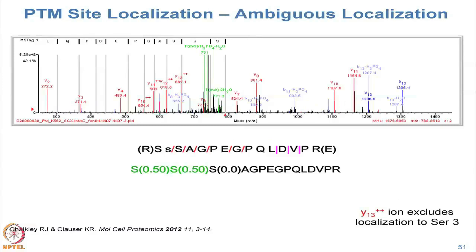Okay. Here's the example where the Y13 ion, Y13 doubly charged, right here, allows us to fragment between the second and third serine. So we know that the third serine now is not phosphorylated, but there is no fragmentation between the first two. Okay, so we can't tell where that is.